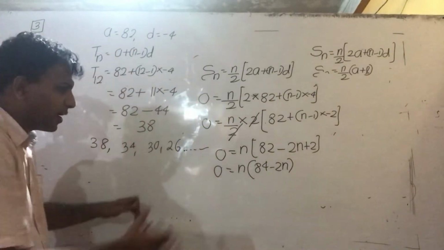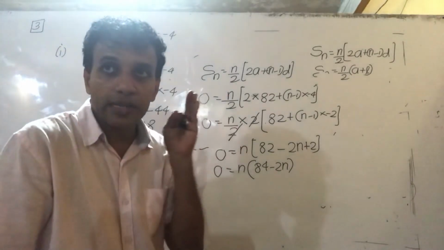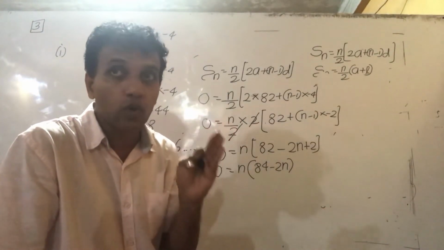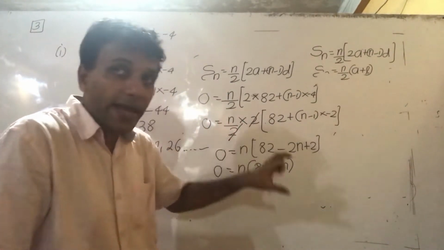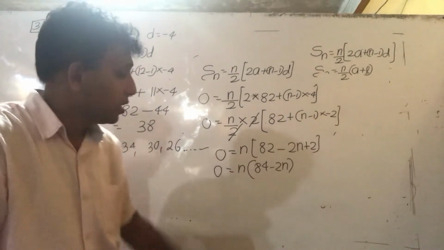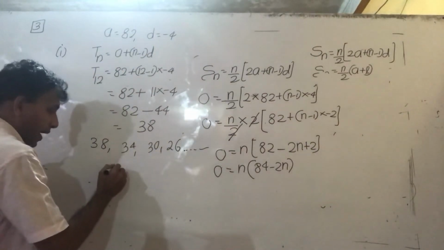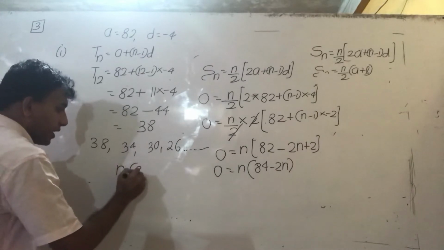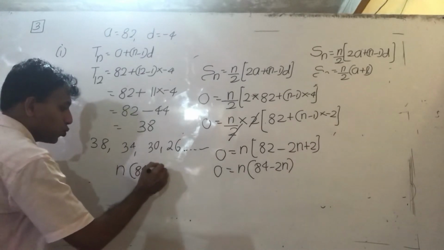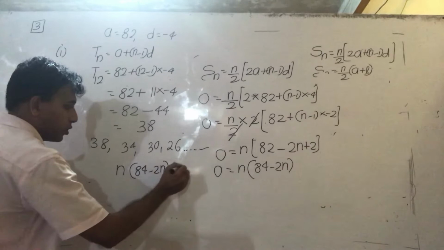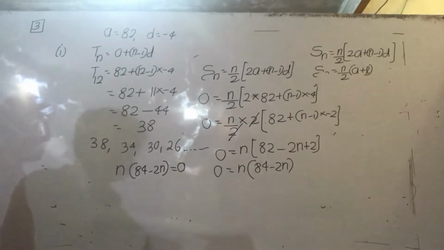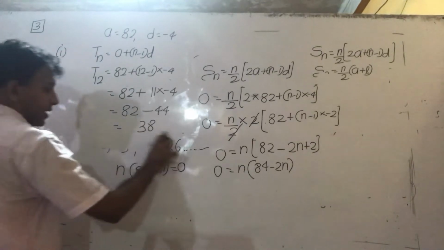That's enough. Can I write the other side? We learned nearly 50 questions in quadratic equations with the two-brackets-equal-to-0 pattern. So can I write this one? n into 84 minus 2n equals 0. This is the question. The answer comes straight like this.